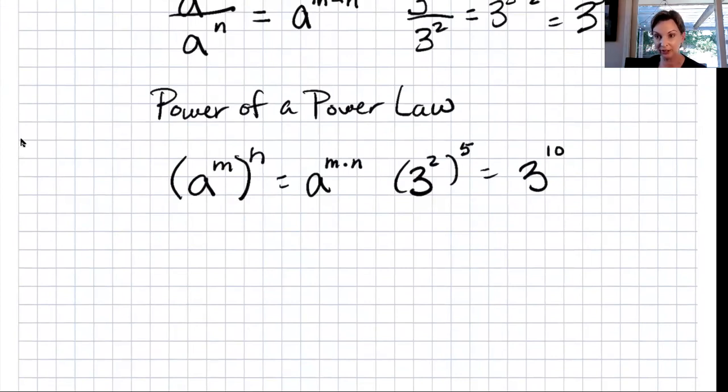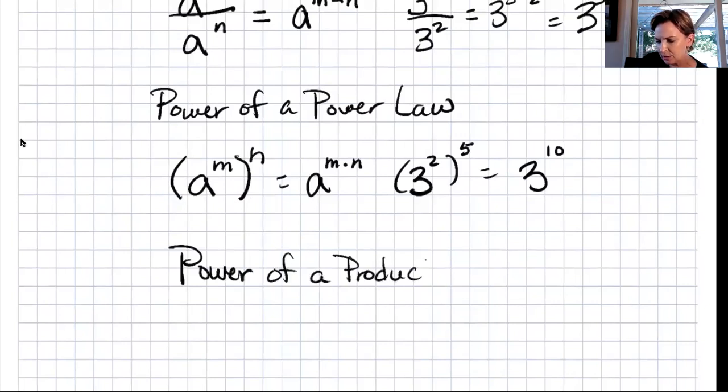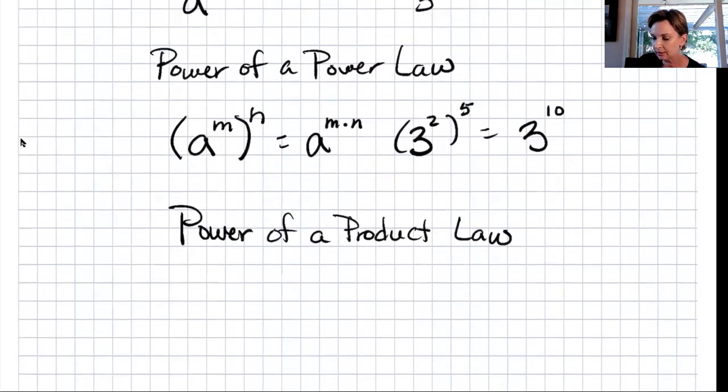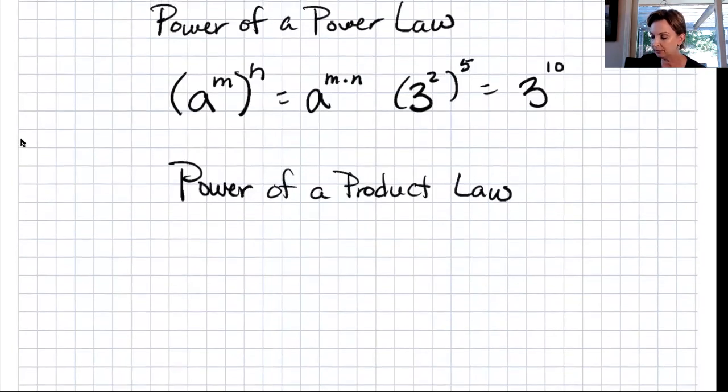We have 2 more laws. The next one is power of a product. And then we're going to take a look at some examples. And we're going to get to some more complex examples than maybe the ones that you have seen previously, maybe in junior high. These ones are going to get a little bit more complicated.